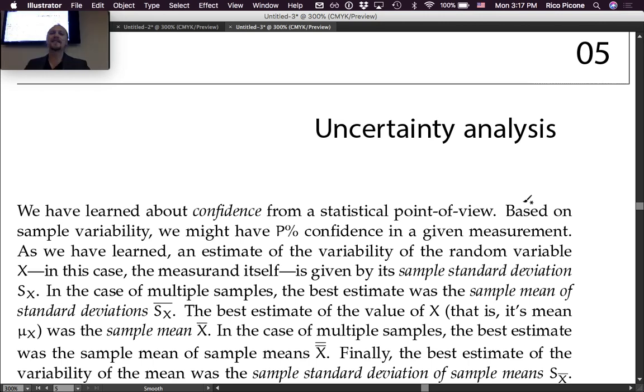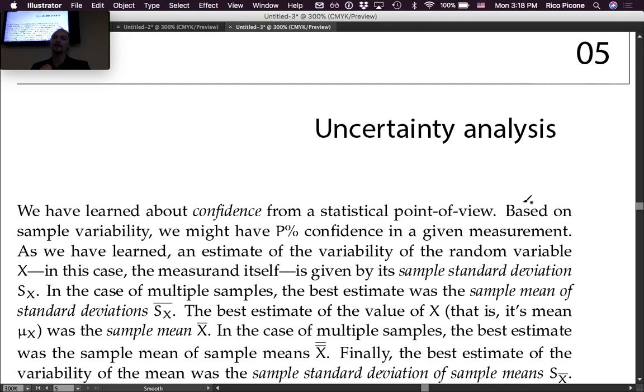So, uncertainty analysis. We're finally there. Chapter 5. We're done with statistics. But oh wait, we're going to use statistics to determine how uncertain we are. Okay? We have confidence. Now let's find out about certainty. We have learned about confidence from a statistical point of view. Based on sample variability, we might have p% confidence in a given measurement.